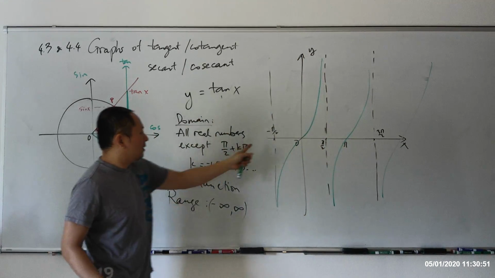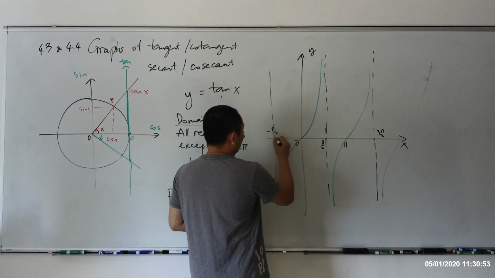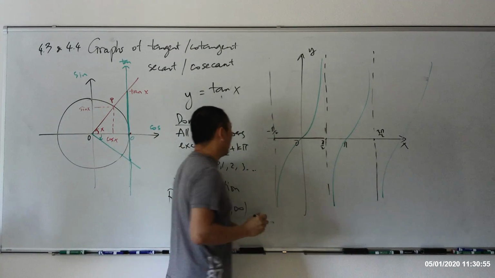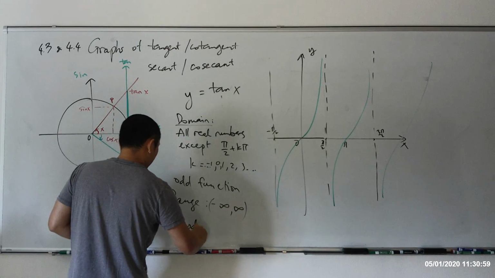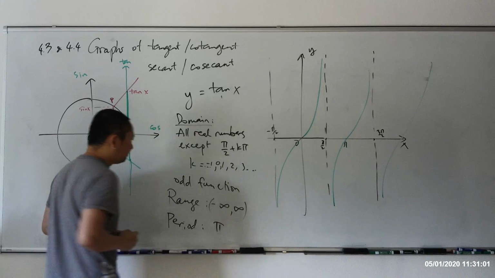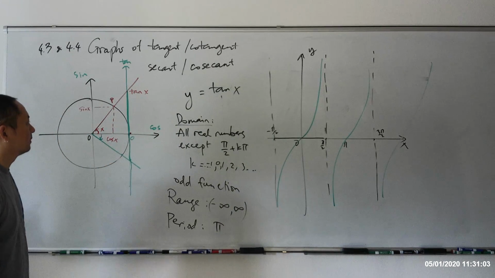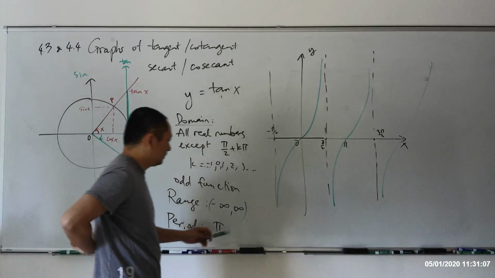So the period now is not 2 pi anymore. Period is from here to here, it's just 1 pi. Okay, pi only. Fine, so good.